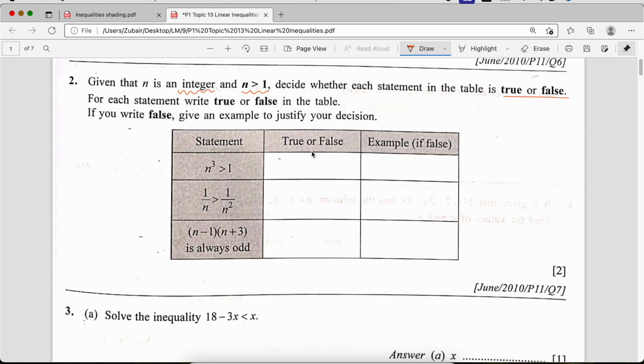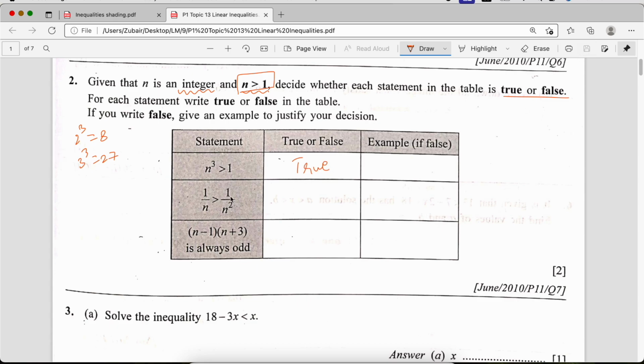So let's say I'm just going for that trial. n cube is greater than 1. I'm going to check it where n is always more than 1. So if I do 2 cube, that's going to be 8. 3 cube, that's 27. So yes, this is true. We just agree and that's it.